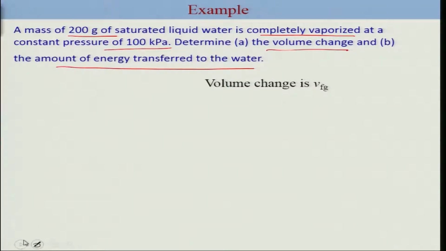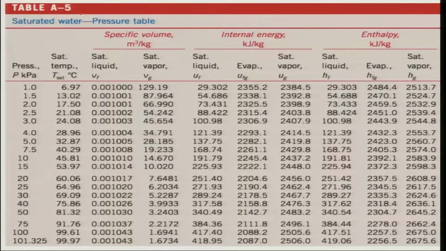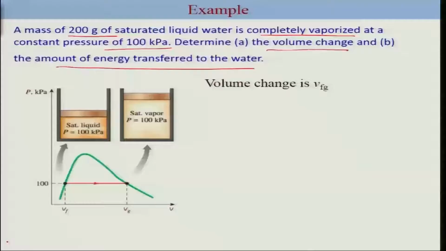What kind of table should we see? We have been given 100 kilopascal as a constant pressure, so essentially we should take a look at the saturated water table A5, because you have the pressure. So let's look at it. The idea behind this question is that you have a saturated liquid water which is completely vaporized, which means at 100 kilopascal this fluid is vaporized to the gas or the vapor, and then we need to find out the change in the volume.